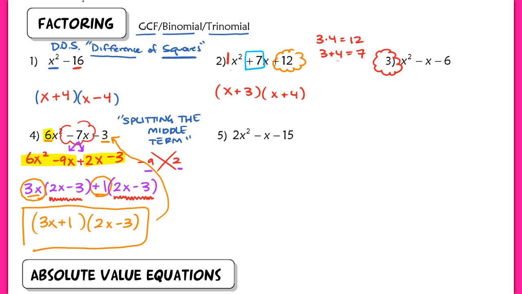Okay, at this point, I would like you guys to pause the video and try example 5. And example 5 is definitely just like example 4 because, once again, we have a lead coefficient that is not 1. So we have to split the middle term in order to factor number 5. So if you're not comfortable quite yet with the steps involved in splitting the middle term, I would suggest replaying example 4 one more time before you attempt number 5. So go ahead and check with the key. You're doing a great job so far.